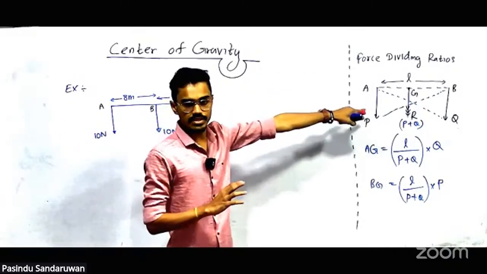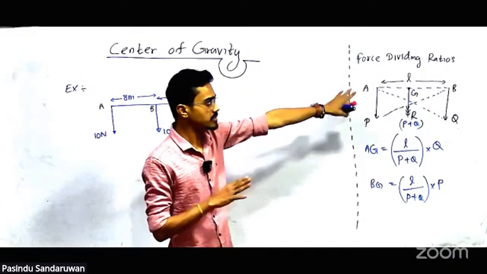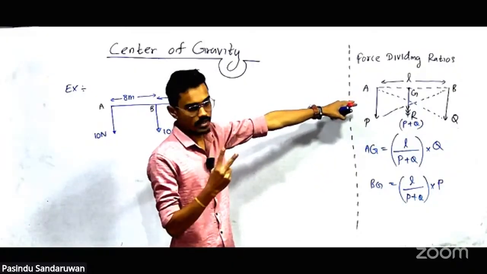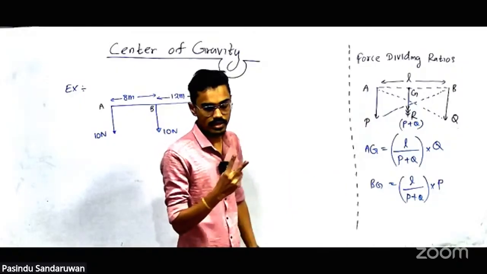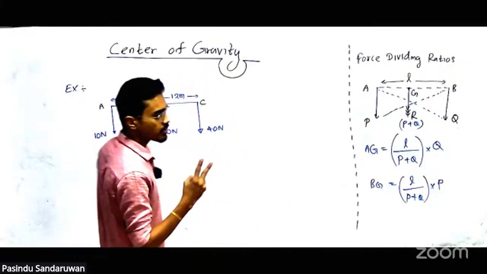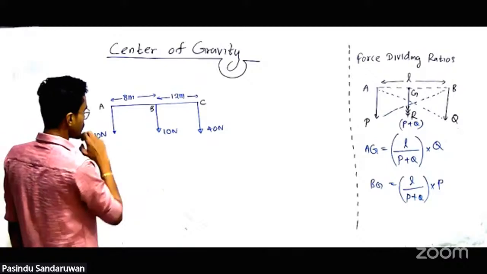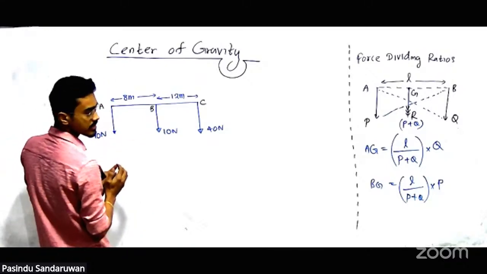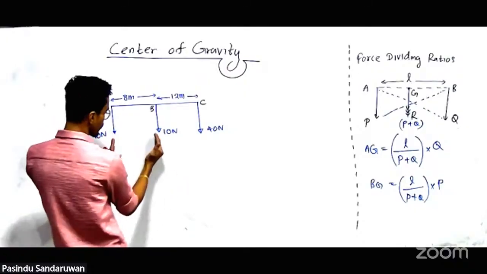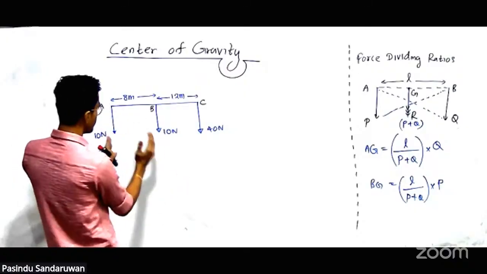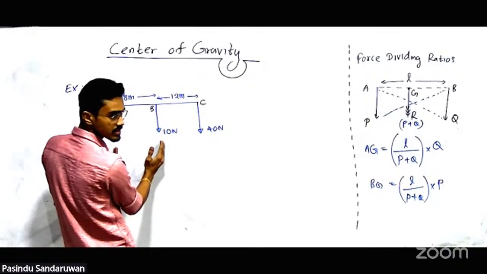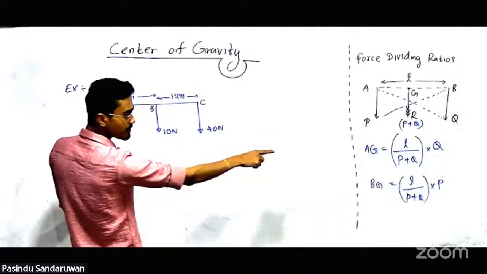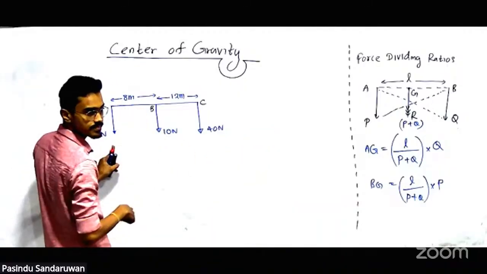Our force dividing ratios is applicable only for two parallel forces. So therefore, I'm going to apply it like this. If I just focus on these two forces, doesn't matter which two, I'm going to focus on these two first. Look at the board. By applying this, I can find the resultant value of these two with the distance.